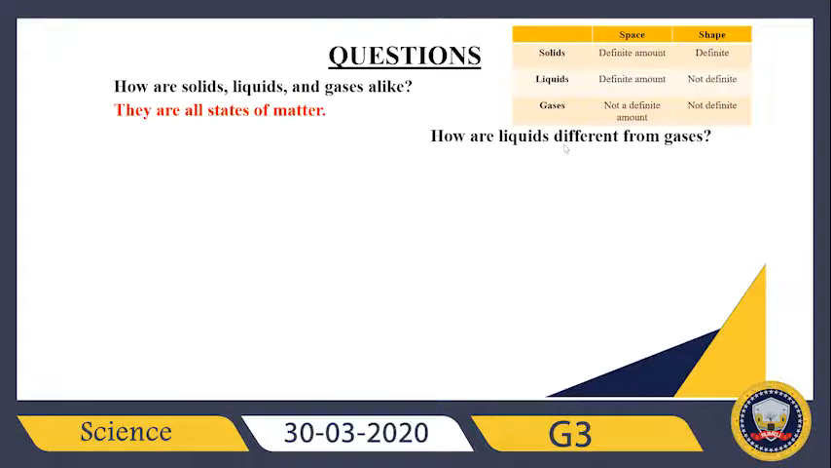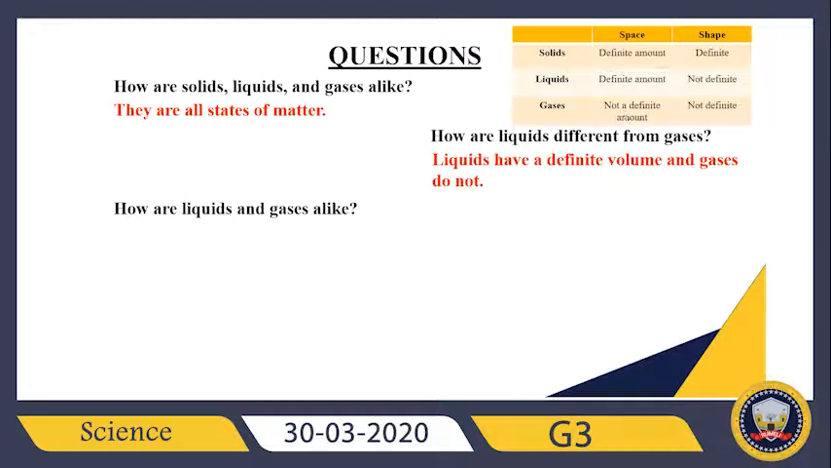It's asking what is different. I can say while liquids have a definite amount of space, it means definite volume, gas does not. So I can write liquids have a definite volume and gas does not. So this part is the difference between liquids and gas.